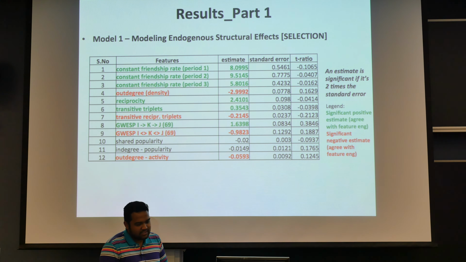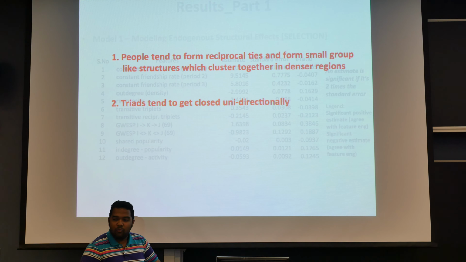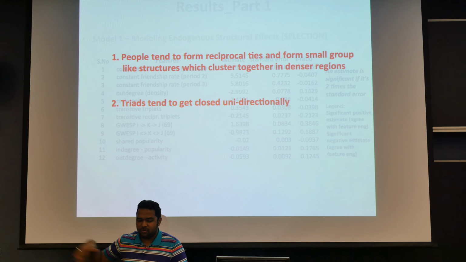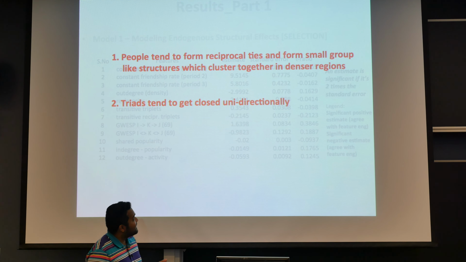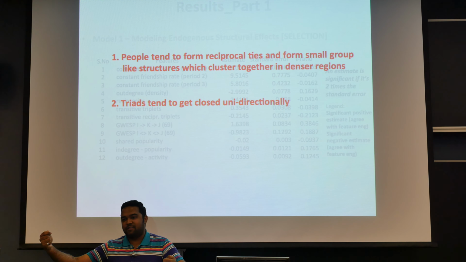So coming to the results. Firstly, we look at the endogenous structural effects, and we find that people tend to form more reciprocal ties in this community, and there is a tendency for formation of small group structures, but these group structures tend to cluster together in denser regions of the graph. They're not homogeneously distributed across the graph. And also we find that triads tend to get closed unidirectionally. So if I is a friend of J, and J is a friend of H, it's more likely that only I reports H as a friend and not vice versa.